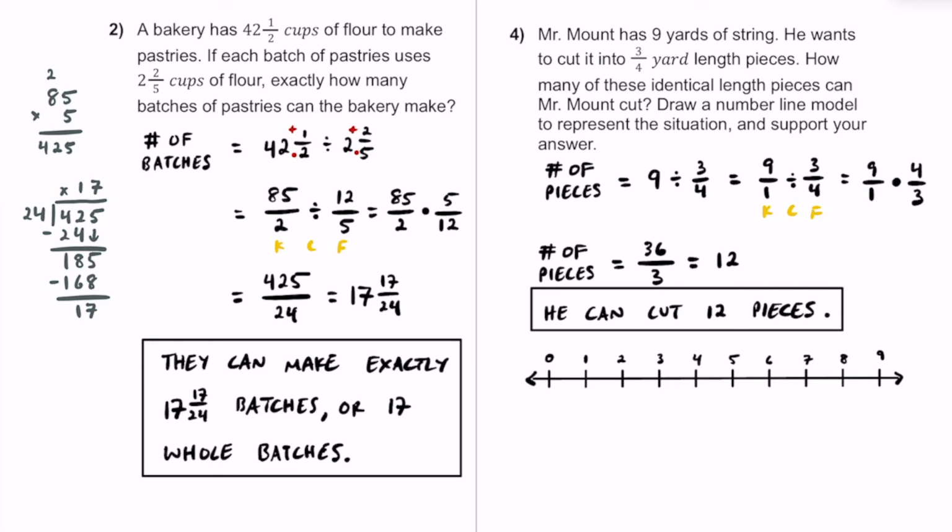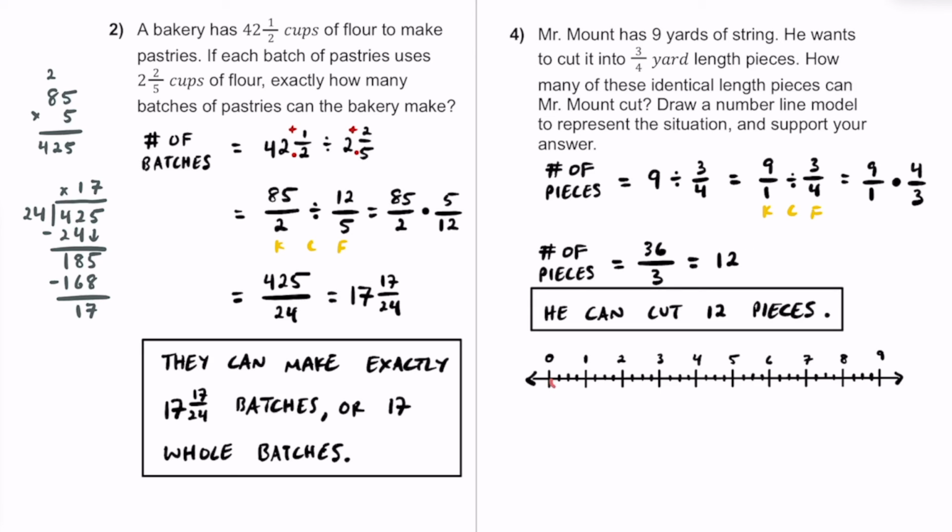So here I just sketched a number line where the 0 through 9 just represents all the 9 yards of string that we have. And because we're going to be cutting the yard into 3/4 size pieces, let's divide each of these into quarters. All right, so now each of these are broken into quarters. We can see how long each of these strings are going to be.